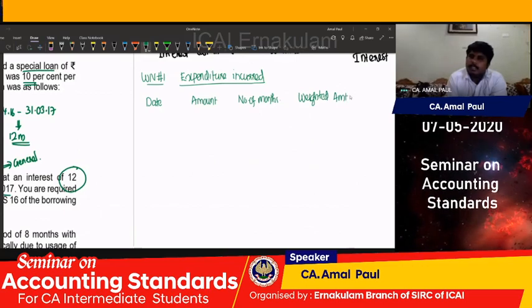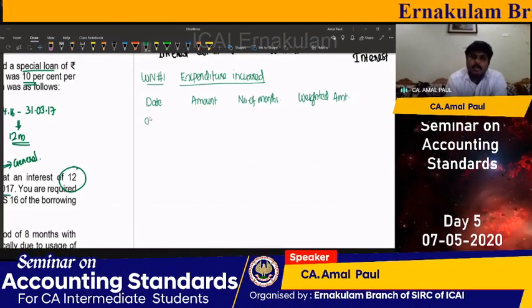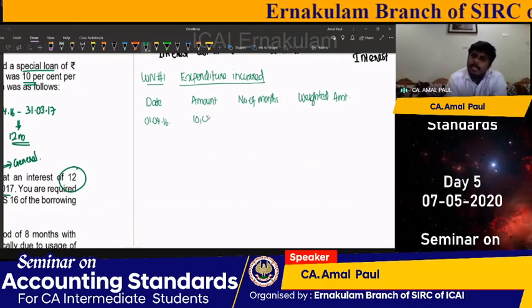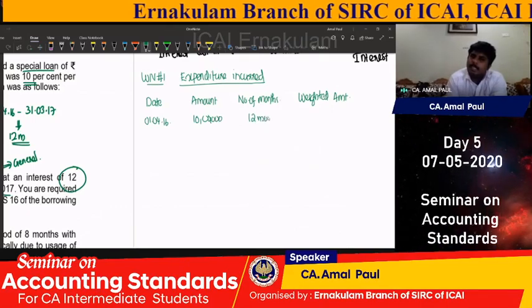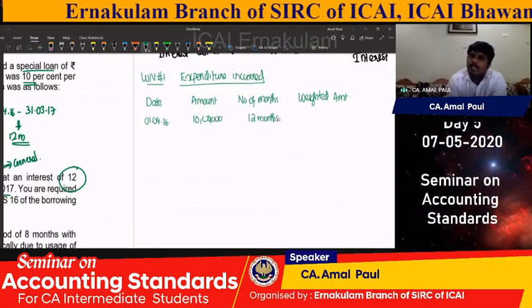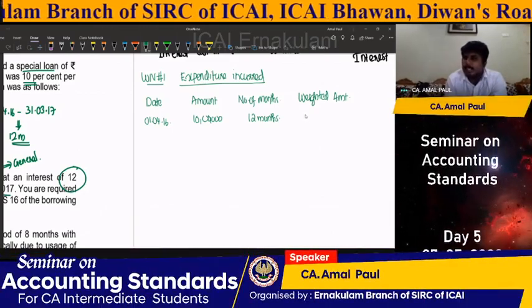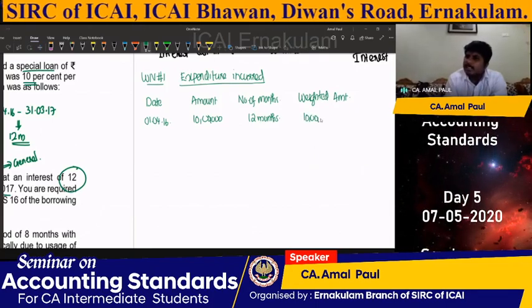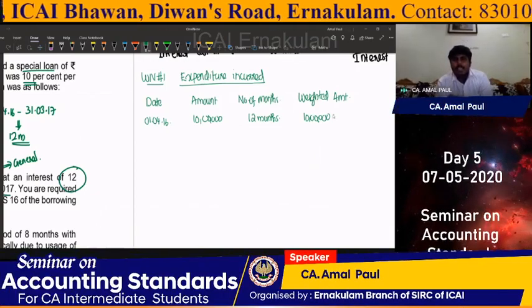This is the expenditure you had incurred. So on 1/4/2016, you had spent 10 lakh rupees. This was there for 12 months period. The total weighted amount is 10 lakhs itself, because 10 lakhs into 12/12. This is the total weighted amount.